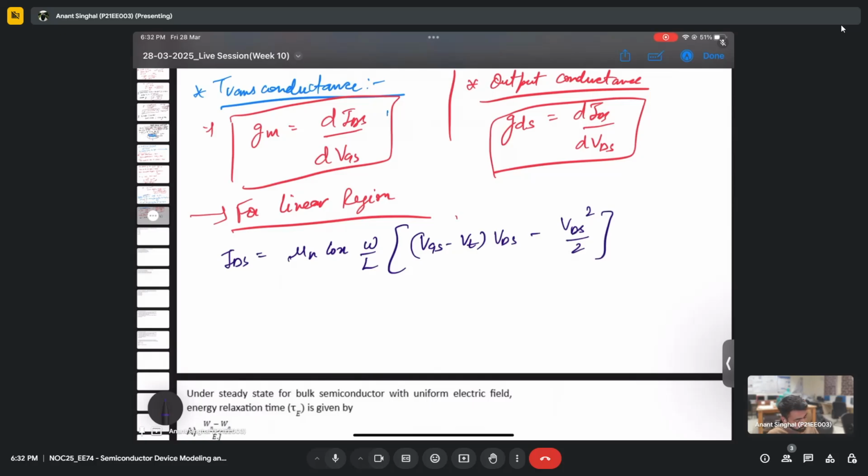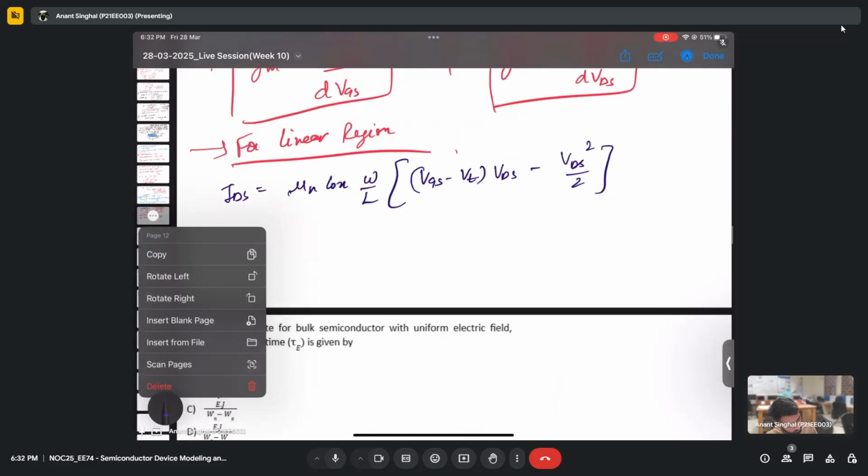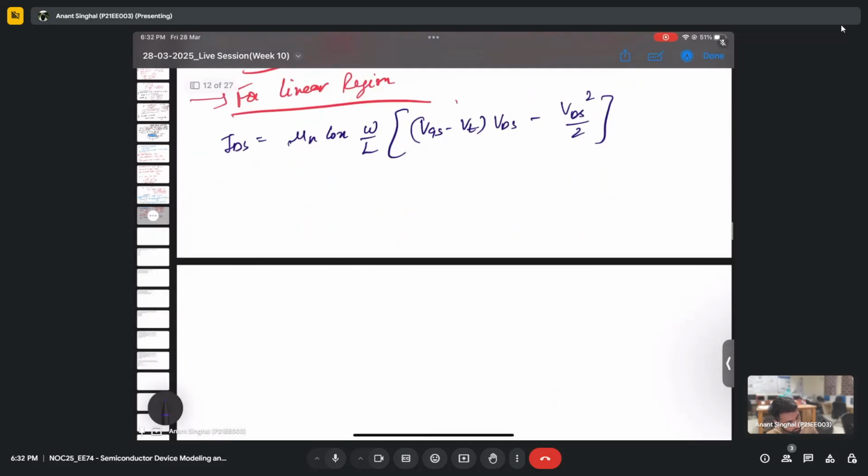Mu n Cox W by L into VDS. Yes, right, differentiation. So that is correct. The GM is nothing but the differentiation with respect to VGS. This term will go away since it is constant. The only term that has the VGS dependence is VGS times VDS. The differentiation of x is 1 only, so what we are left with is GM equals mu n Cox W by L times VDS.